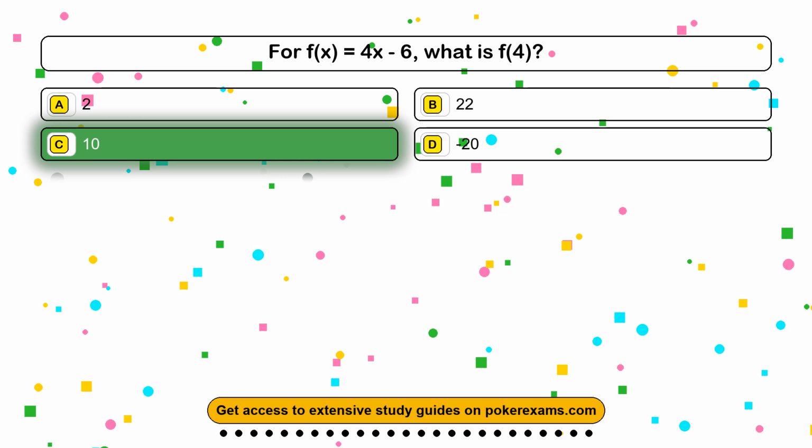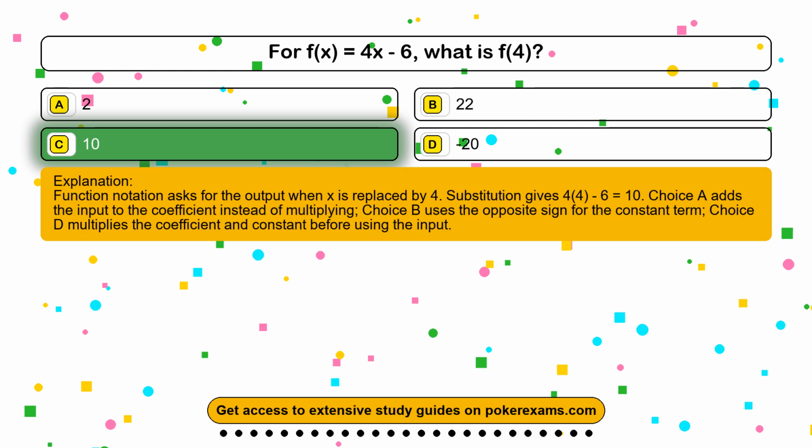The correct answer is option C, 10. Function notation asks for the output when x is replaced by 4. Substitution gives 4 times 4, minus 6 equals 10. Choice A adds the input to the coefficient instead of multiplying, choice B uses the opposite sign for the constant term, choice D multiplies the coefficient and constant before using the input.